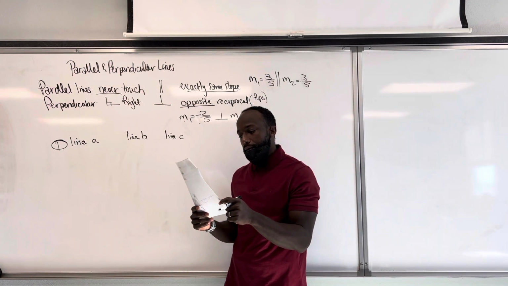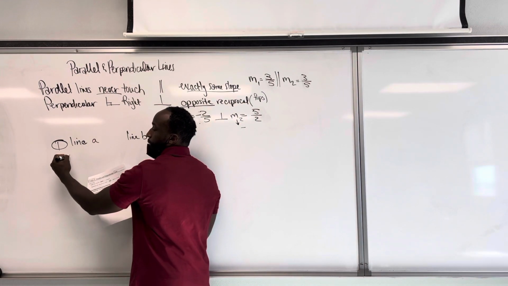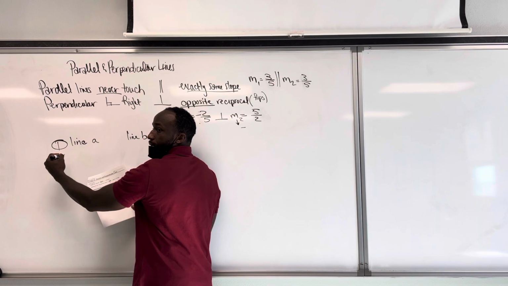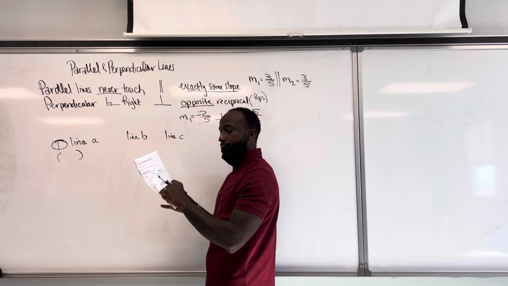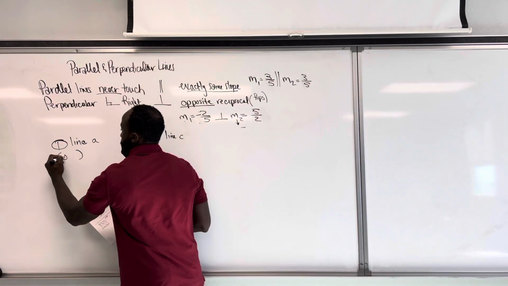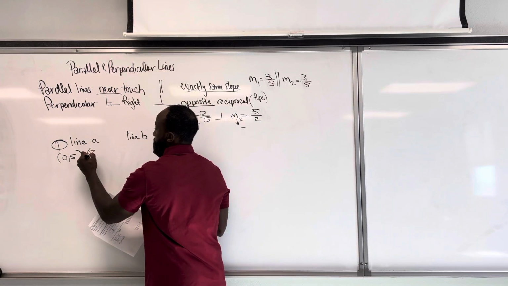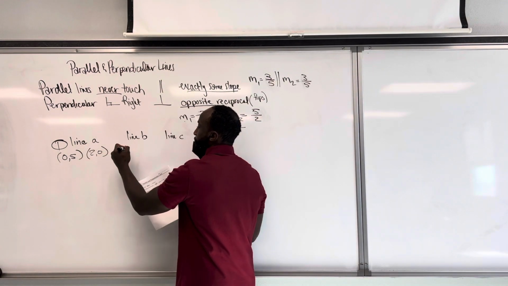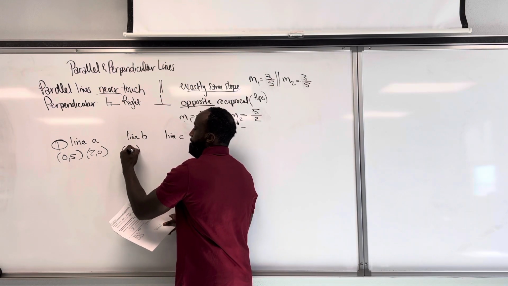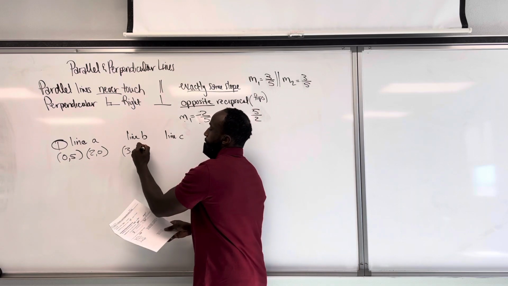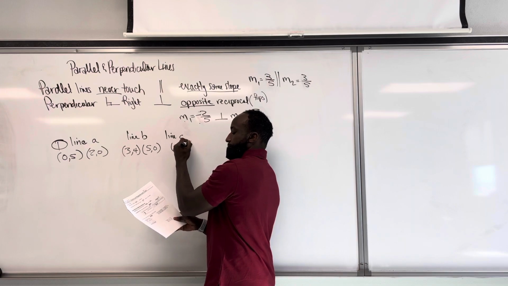So on line A, give me a point. What do you see? (0,5) is a point, and the other point is (2,0). For line B, give me the points. (3,4) and (5,0). And then line C, (4,6) and (5,4).